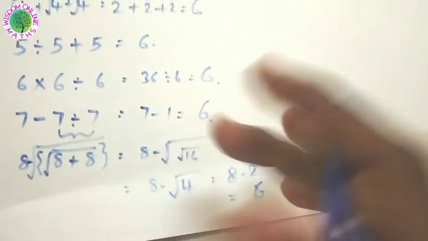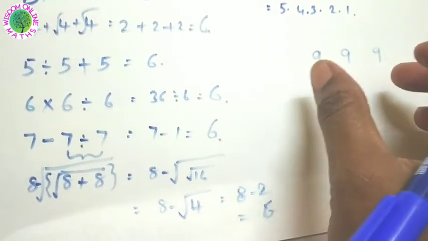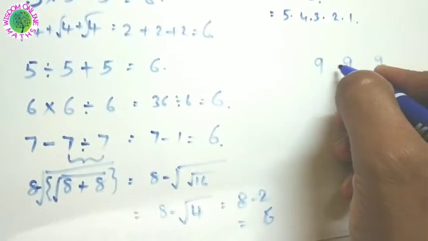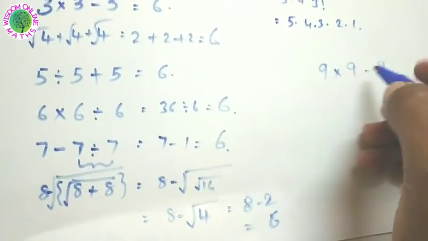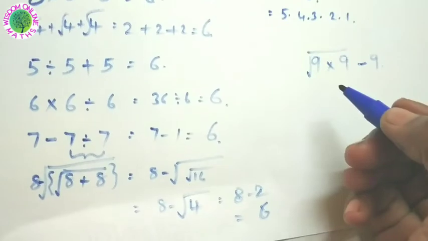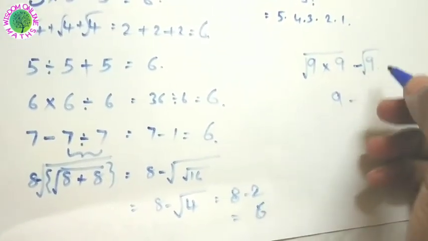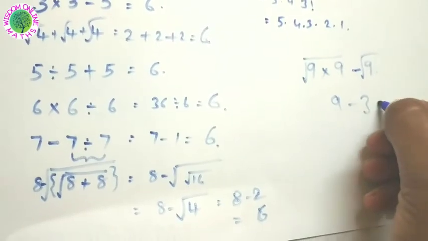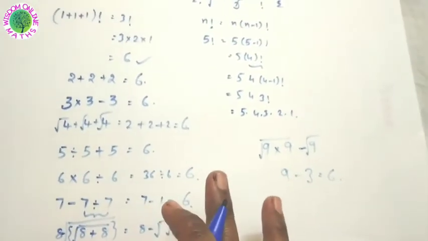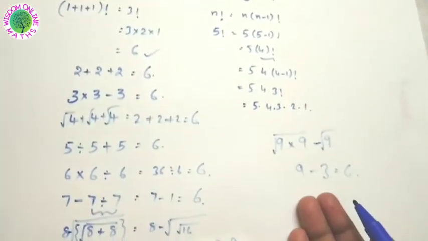Okay. Next, use 3 nines. It is very easy. It is the same as the third line, how it is coming. The same operations I am going to apply here. 9 into 9, and minus. Simply apply the square root. That means square root of 9 into 9 is 9, minus square root of 9 is 3. 9 minus 3 is equal to 6. So these are the possible ways of using the symbols and getting the number 6.